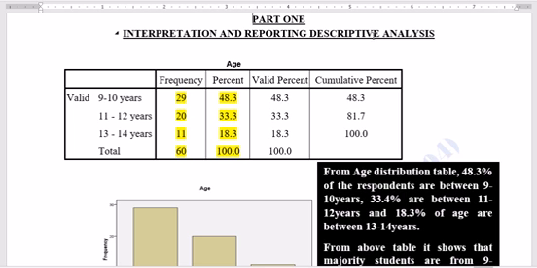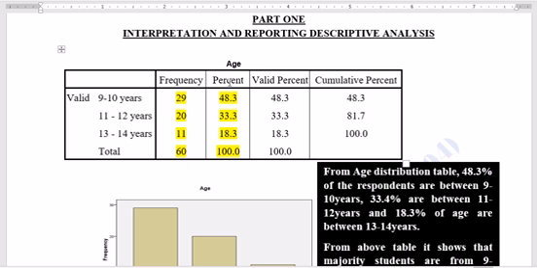Now, from the output view, I have copied this one for age. Now look at this place, age. I have my frequency, and the total number is 60. I have 29 within 9 to 10 years, 11 to 12 years I have 20, 13 to 14 years I have 11. And this place is the percentage. It's the percentage required for that work.